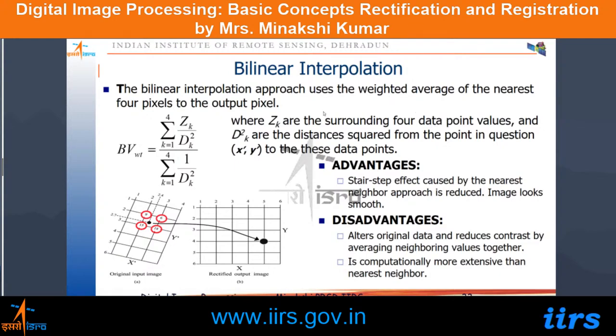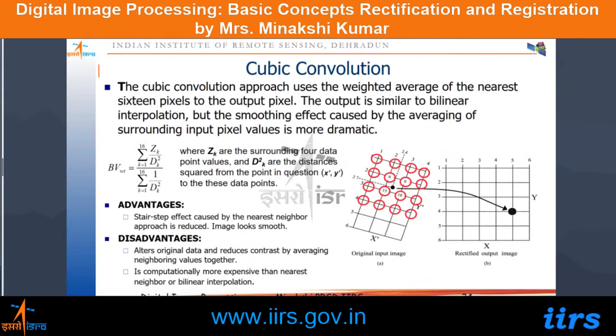So the next method is cubic convolution. Now, cubic convolution is similar to your bilinear interpolation. Here we take a weighted average of the 16 nearest pixels. The advantage and disadvantage would be similar to your bilinear method.